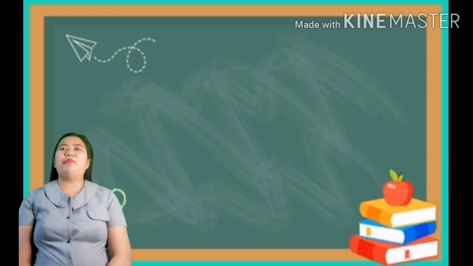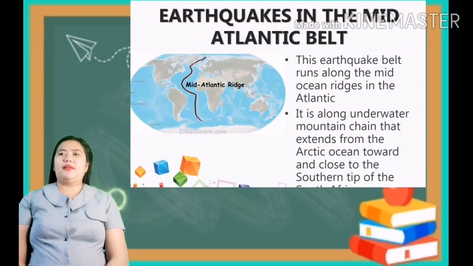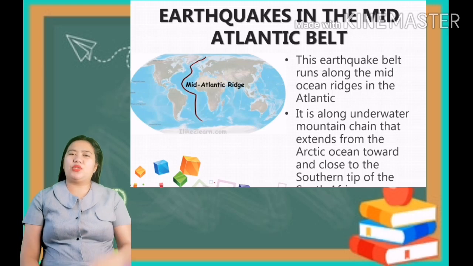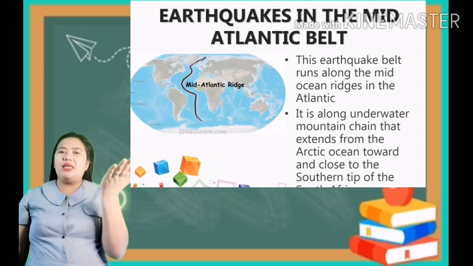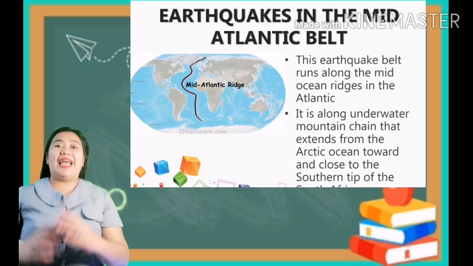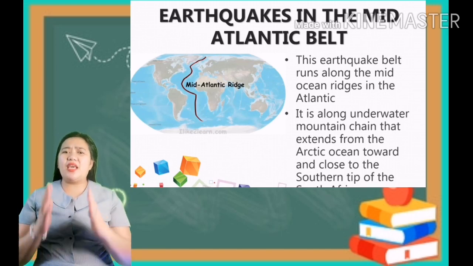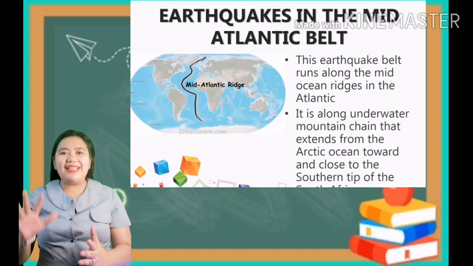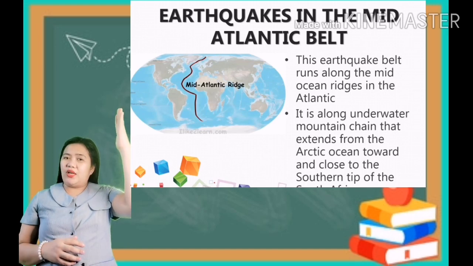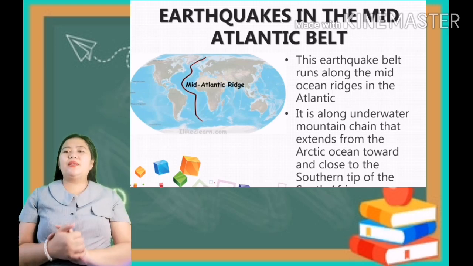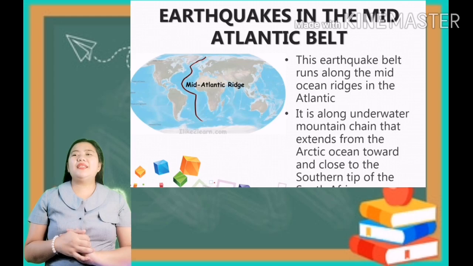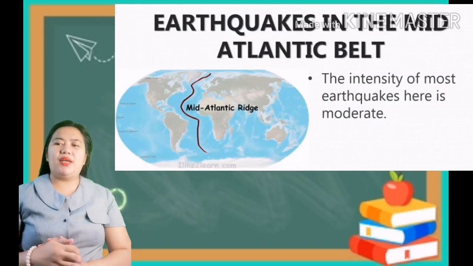Next, and the very last of the geologic earthquake belts, is the Mid-Atlantic belt. As shown on the picture, this one is the Mid-Atlantic belt. This earthquake belt runs along the mid-oceanic ridges. Again, this is located underneath the ocean, to be specific, the Atlantic Ocean. It is a long underwater mountain chain that extends from the Arctic Ocean on the topmost portion of the globe to close to the southern tip of South Africa. The intensity of most earthquakes here is moderate.